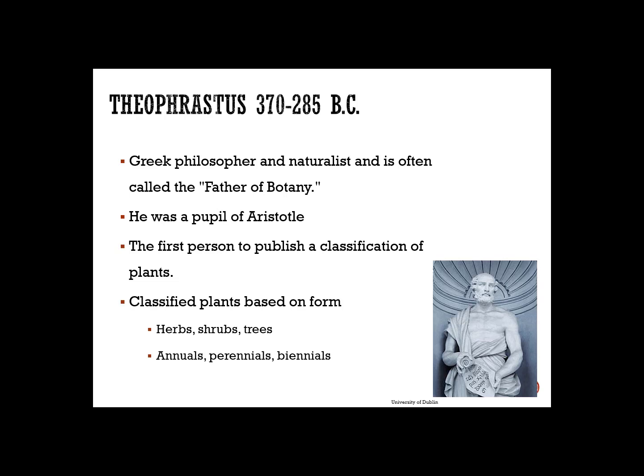Theophrastus was a Greek philosopher. He was considered the father of botany. He classified plants based on their form and broke them out as herbs, shrubs, or trees, or annuals, perennials, and biennials.